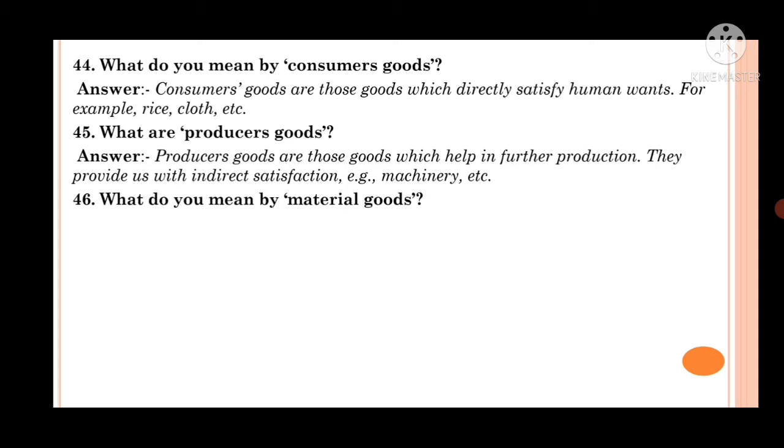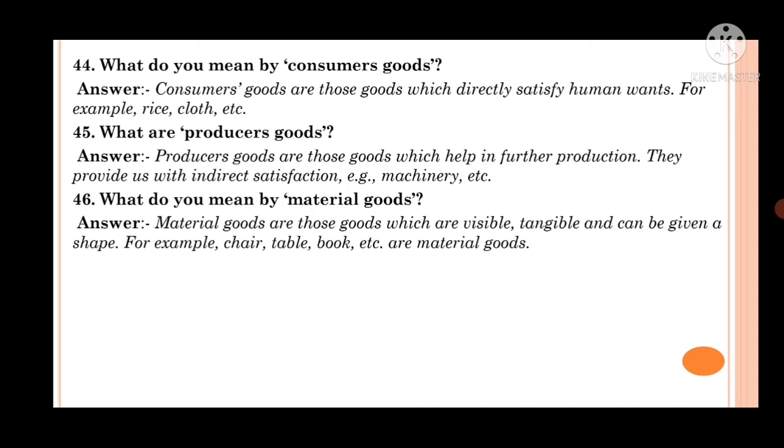Then question number 46. What do you mean by material goods? Material goods are those goods which are visible, tangible, and can be given a shape. We can see them, we can touch them, and they have a shape. For example, chair, table, book, pen, etc. They are material goods because we can see them, we can touch them, and they have a shape, right?